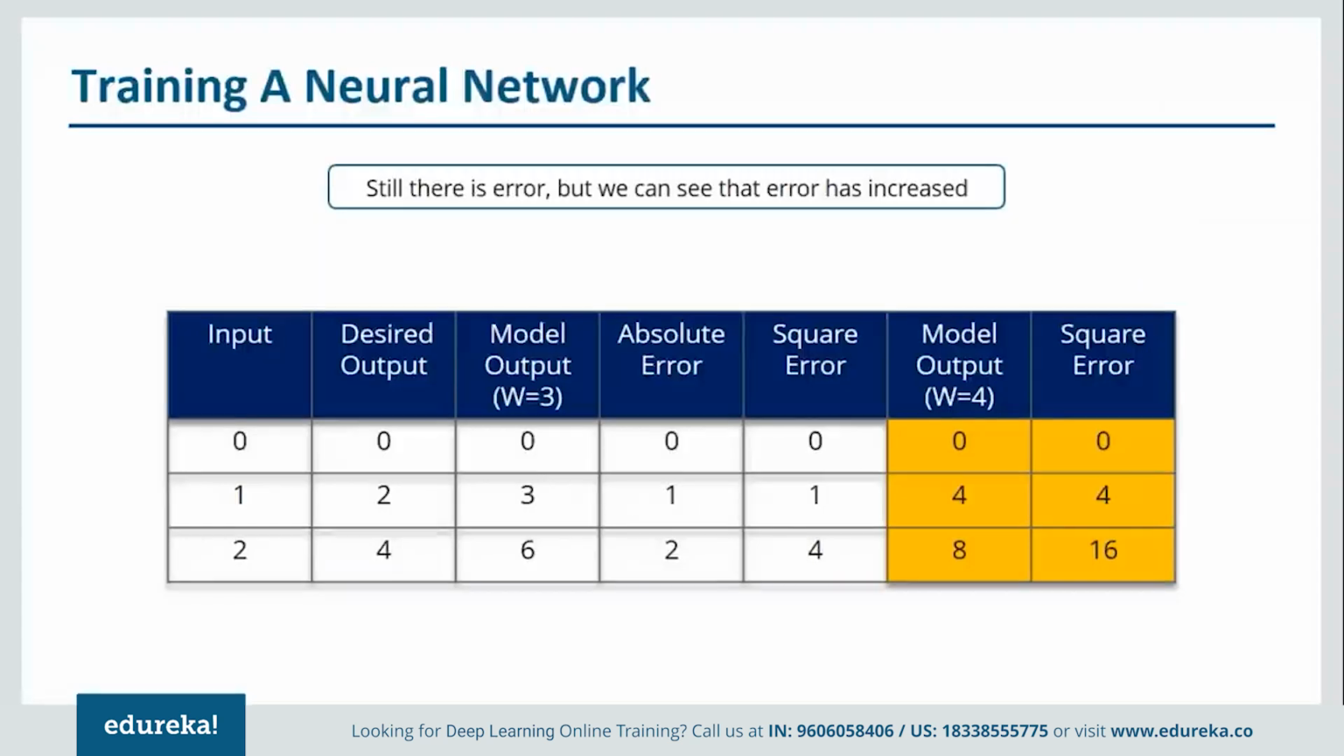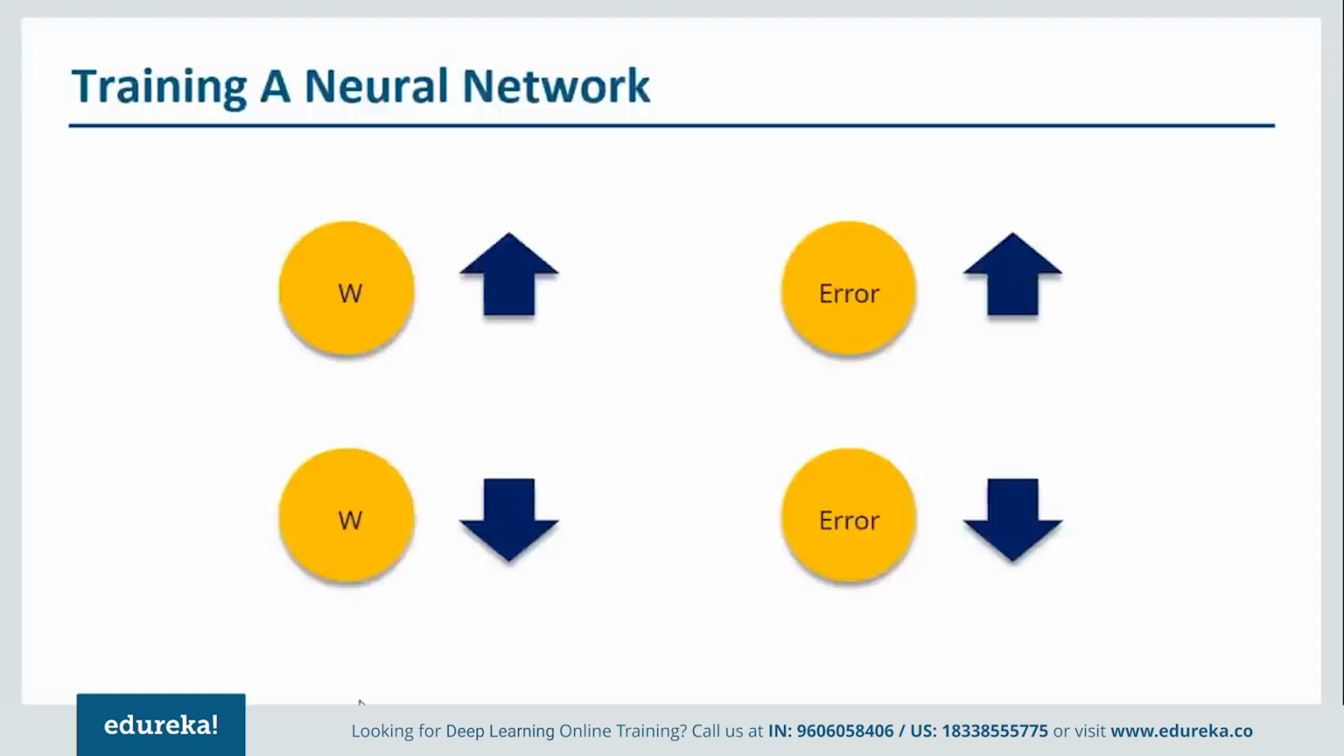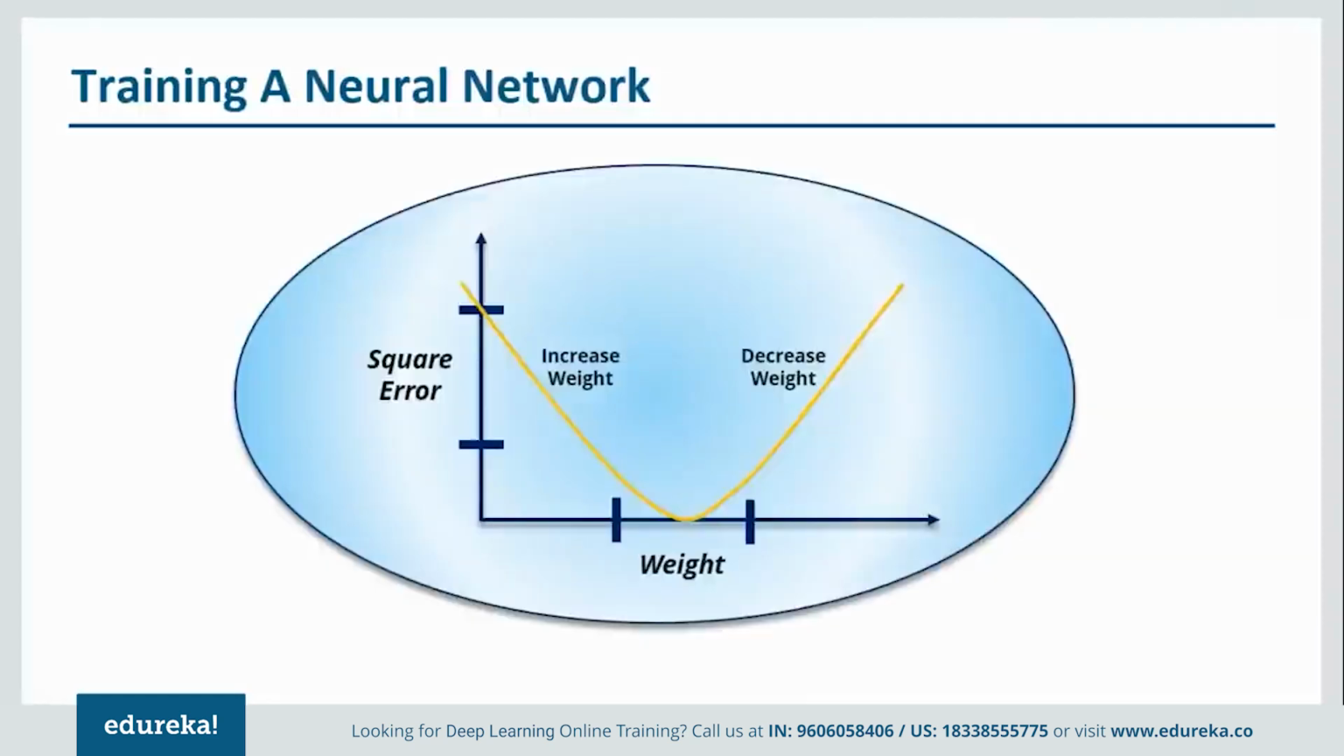But is it always the case that we only need to decrease the weight? Definitely not. In this particular scenario, whenever I increase the weight, the error increases, and when I decrease the weight, the error decreases. But as I've told you earlier, this is not the case every time. Sometimes you need to increase the weight as well. So how do we determine that? This is how a computer decides whether it has to increase or decrease the weight.